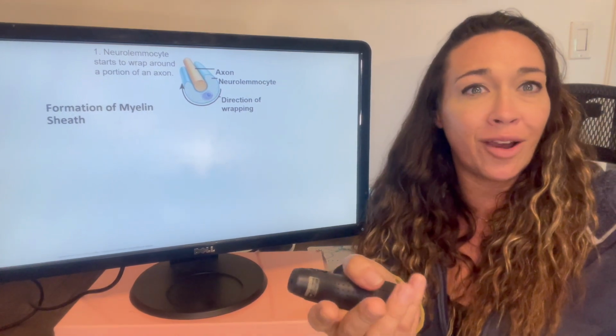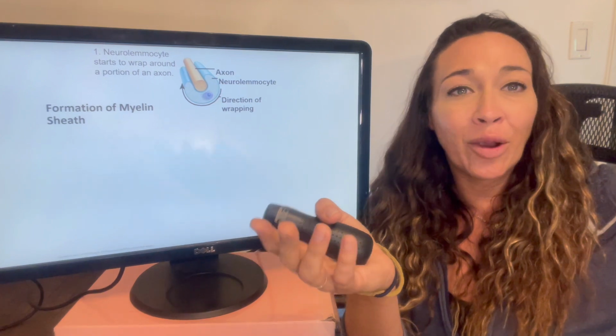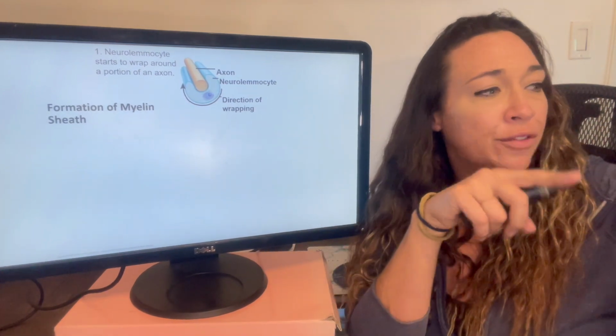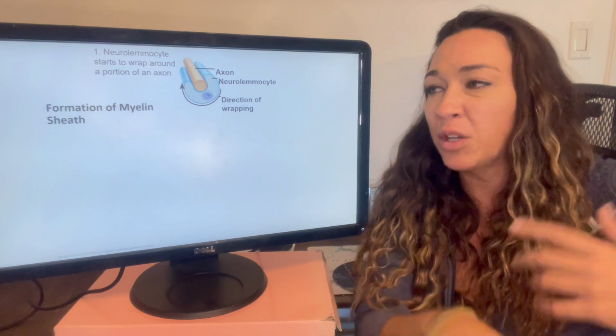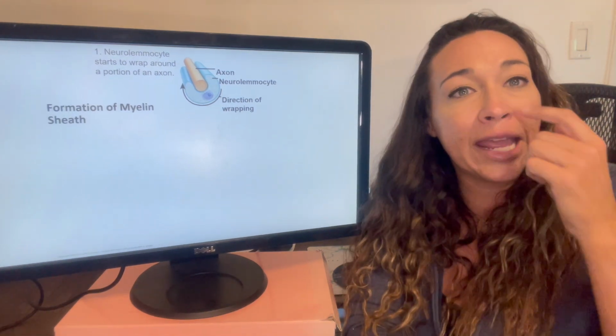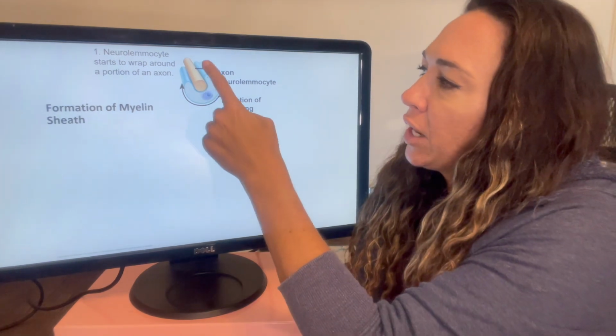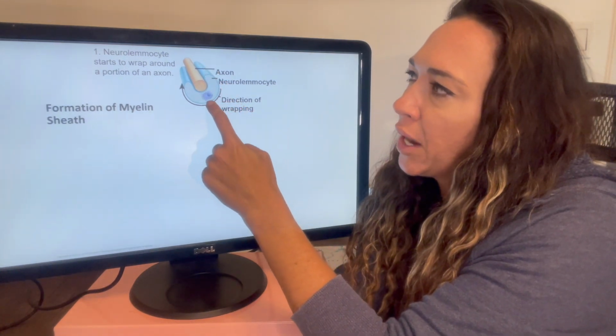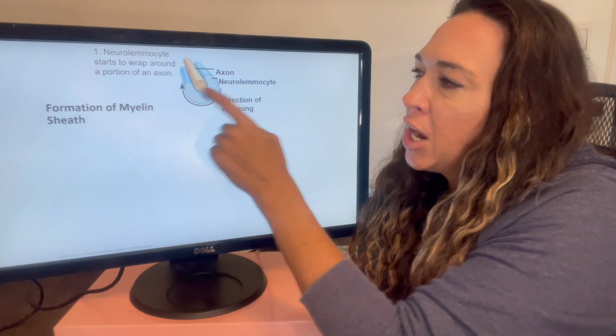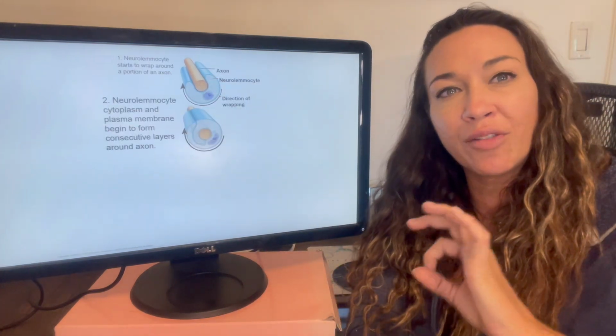Since they are just made of a membrane, we know that we can fold as we need to. We can fold, we can wrap, we can do whatever we need to do to start insulating, layer by layer by layer. And that's what you can see right here. So you have the first wrap of the neurolemmocyte, which is the original creation of the myelin sheath.